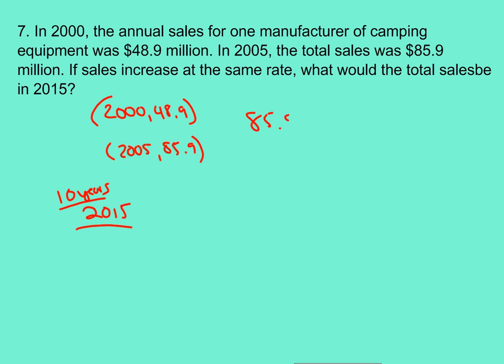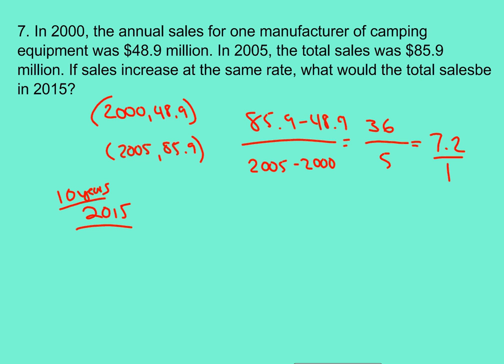So 85.9 minus 48.9 over 2005 minus 2000. So that's 5 years. 85.9 minus 48.9 is 36. So that is an annual growth of $7.2 million per year. Okay, so $7.2 million each year. That's what their average increase is.